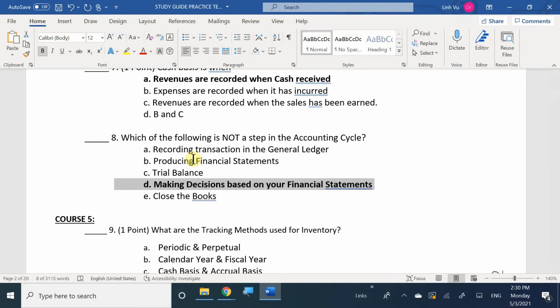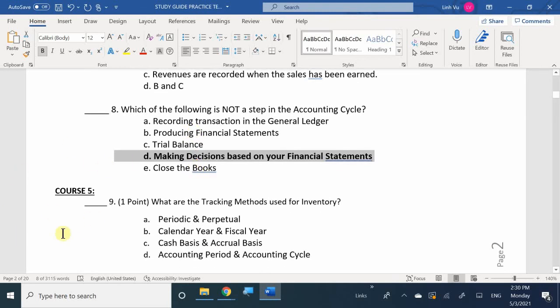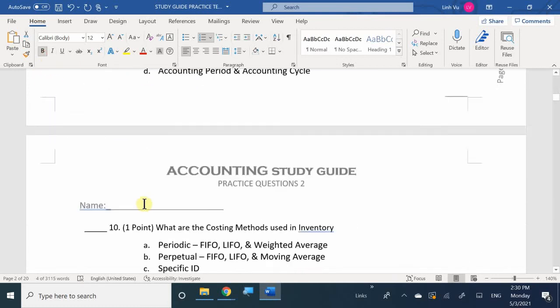All right, chapter 5 now. Question number 9. What are the tracking methods used for inventory? A, periodic and perpetual. Pretty straightforward stuff. You need to know this.